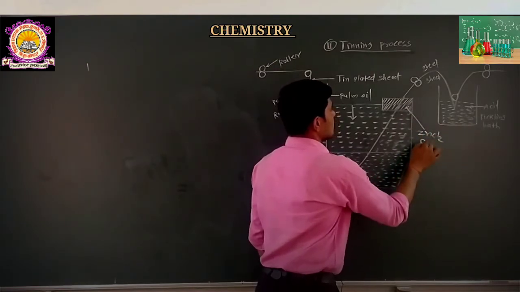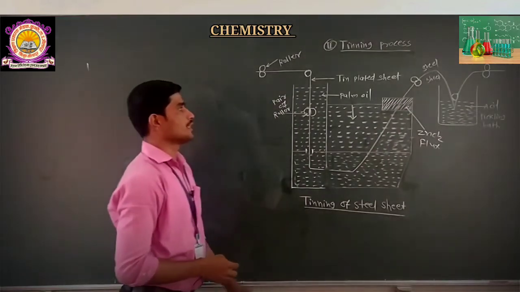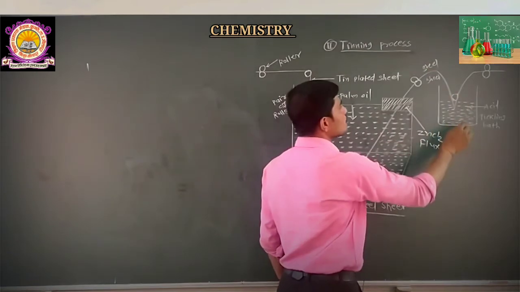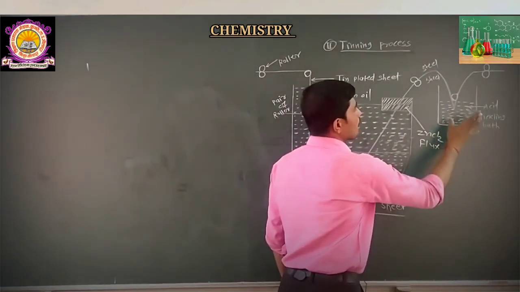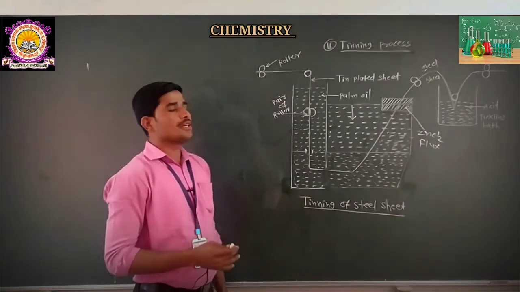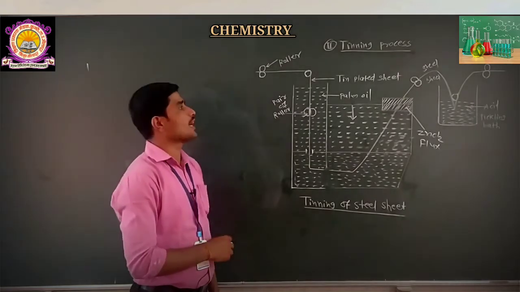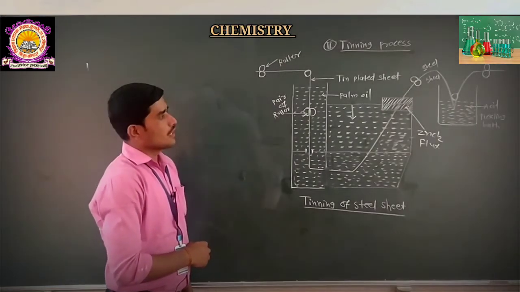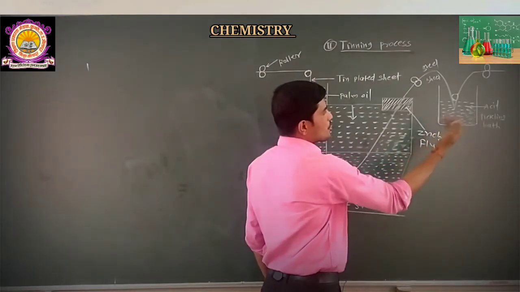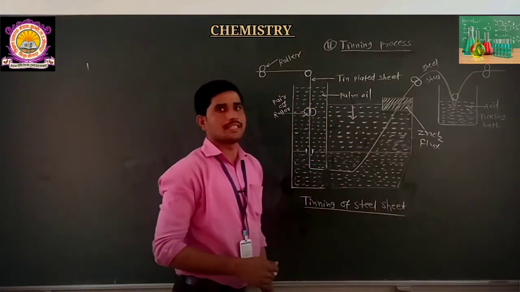ZnCl2 flux is observed on the top portion of that palm oil bath, and later on this sheet will be passed into the pickling bath, and pickling is a process of removing impurities or oxide layer present on the surface of that steel sheet. And in this beaker acid will be present. Acid is H2SO4, and later on we get a well coated steel sheet.